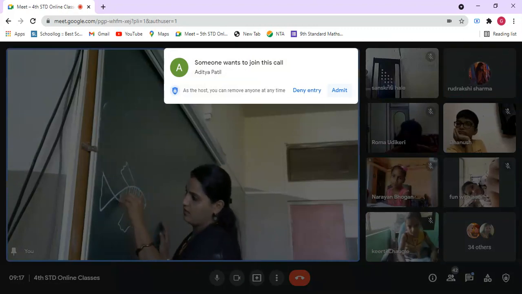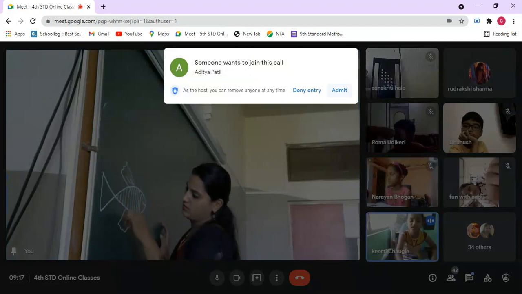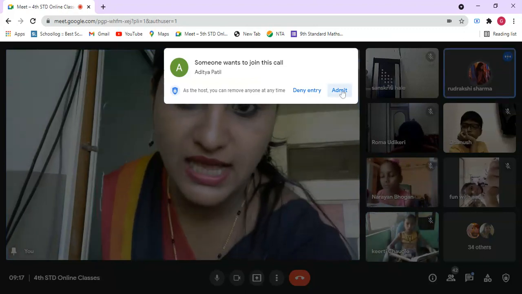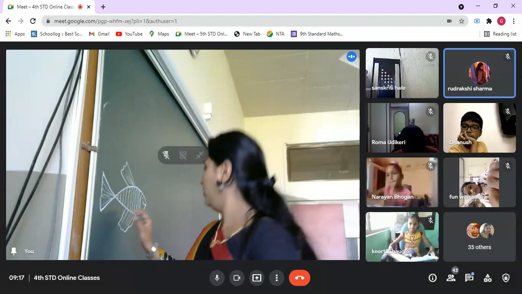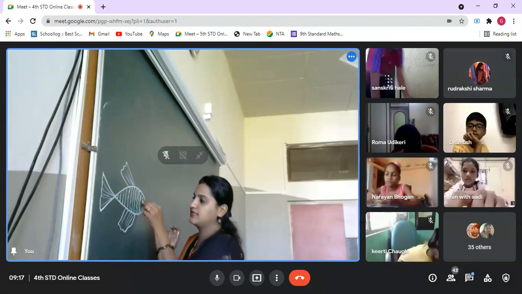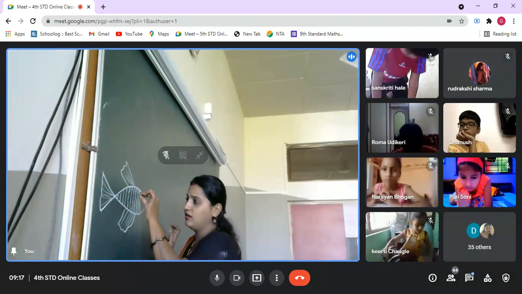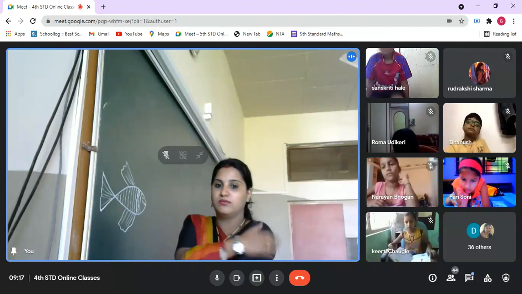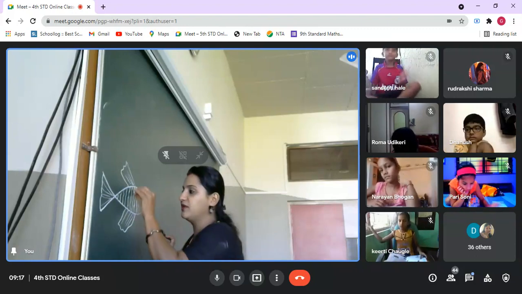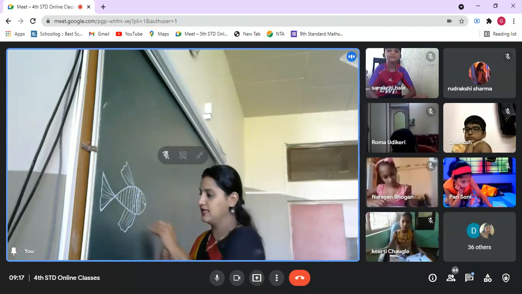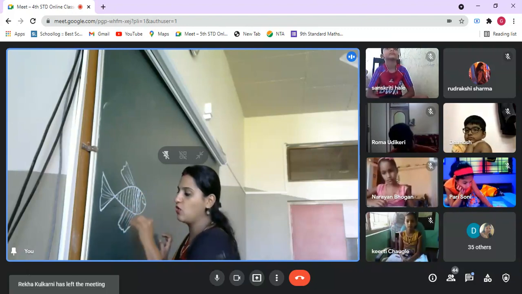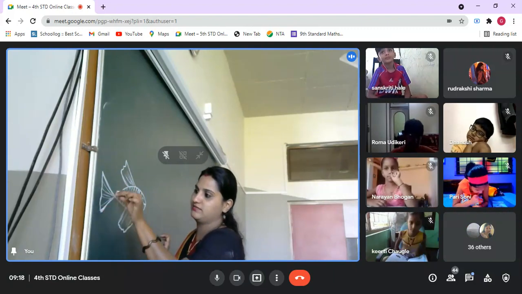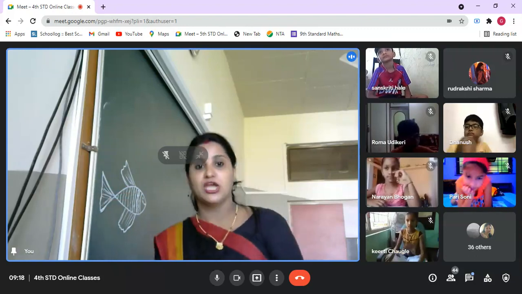Now, these fish breathe through the gills. I'll show you how. Here you can see this is the mouth, this is an eye, and here are the gills, through which this fish breathes. These are the fins. This is the tail of the fish.